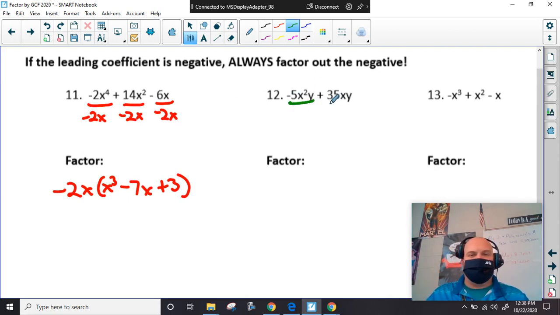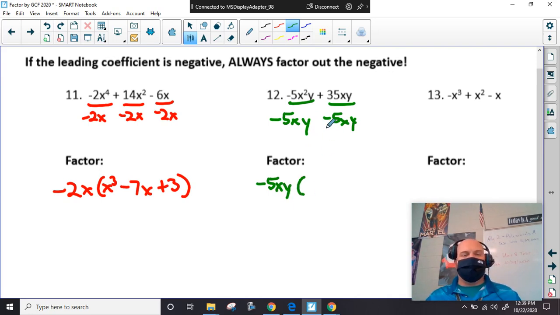I know. All right. So we know we're going to divide a negative something out. What's the GCF between 5 and 35? Somebody is all over this today. All right. So the smallest power of x is x. Smallest power of y is y. Okay. So the 5's cancel. One of the x's cancel, and just the y. Okay. 35 divided by negative 5 is negative 7. And all those variables cancel.